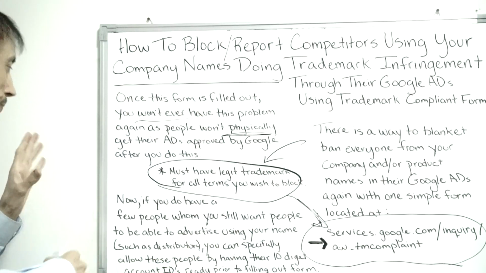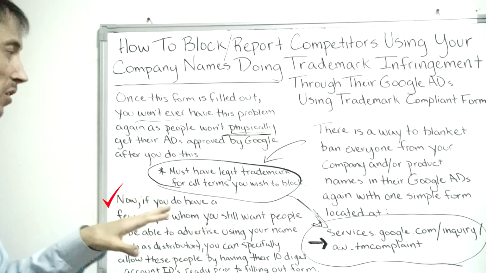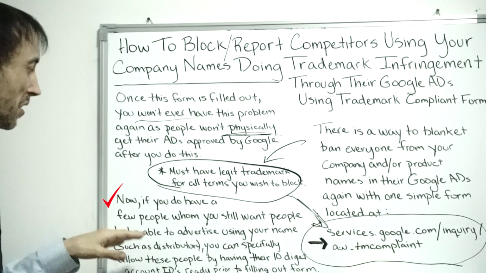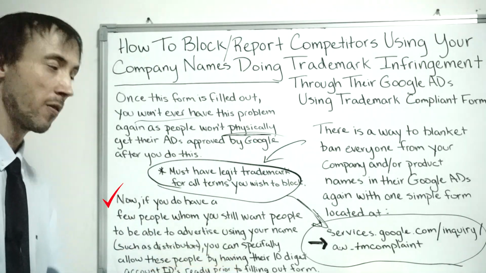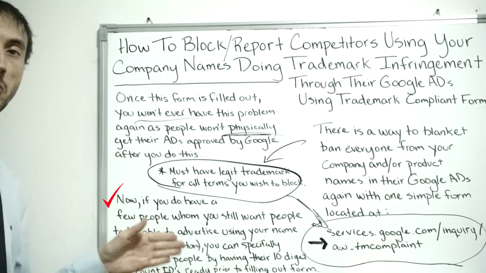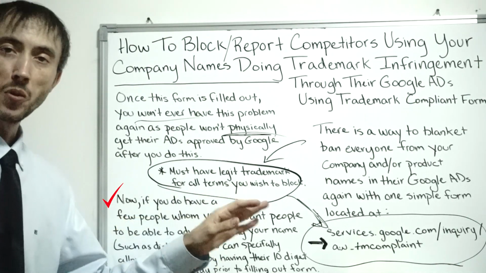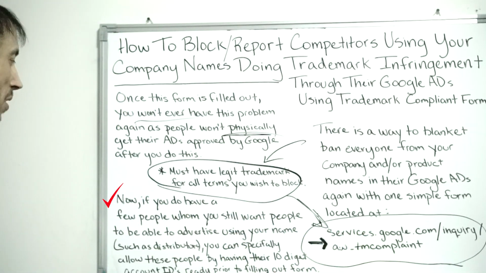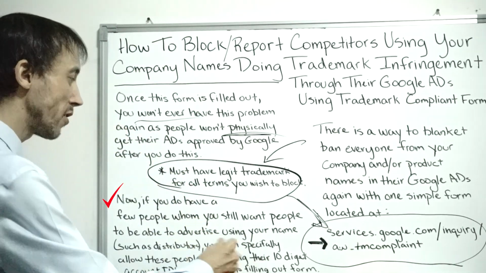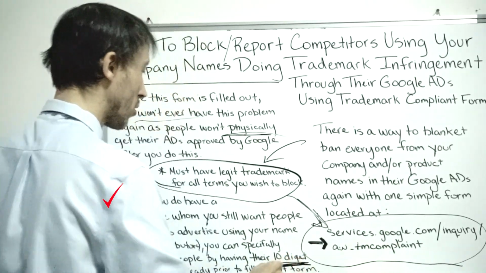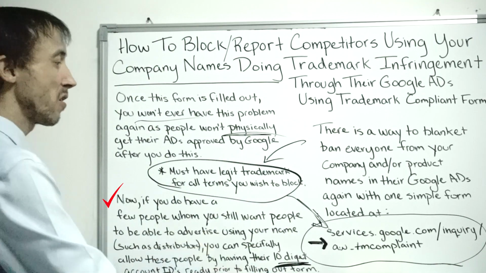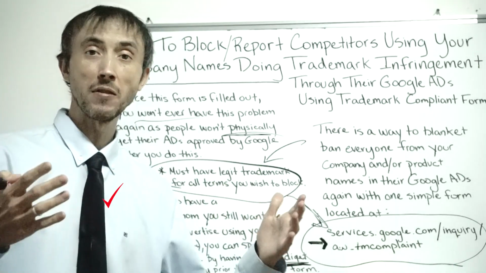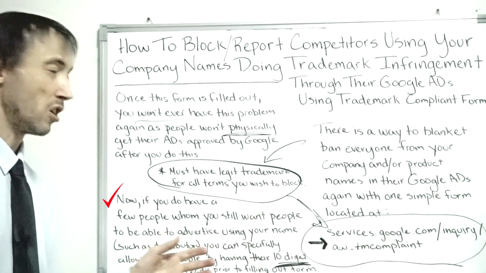So anyway, if you have a few people that you still want to be able to advertise with your trademark terms, company name, or product names in their ads, such as distributors that you have, you can still specifically allow these people to have the words that you put through this blocking form in their ads, as long as you have their 10-digit AdWords or Google Ads ID number prior to filling out the form. Or if you've already filled out the form, because you may have somebody doing this to you now, taking your customers, you just fill out the form.